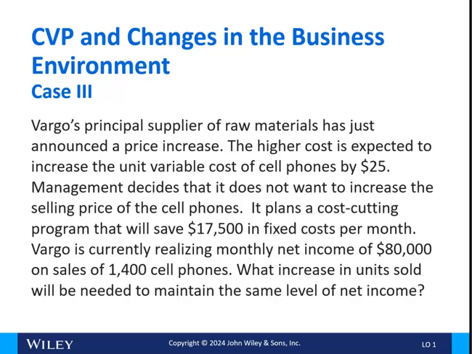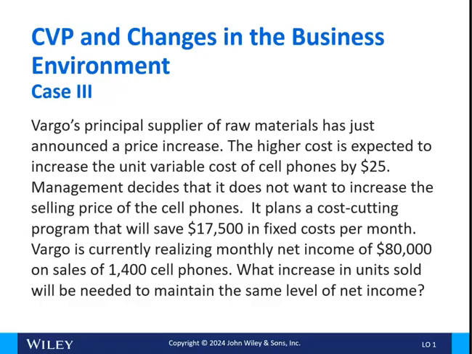Case 3. Fargo's principal supplier of raw materials has just announced a price increase. The higher cost is expected to increase the unit variable cost of cell phones by $25. Management decides that it does not want to increase the selling price of the cell phones. It plans a cost-cutting program that will save $17,500 in fixed costs per month. Fargo is currently realizing monthly net income of $80,000 on sales of 1,400 cell phones. What increase in units sold will be needed to maintain the same level of net income?